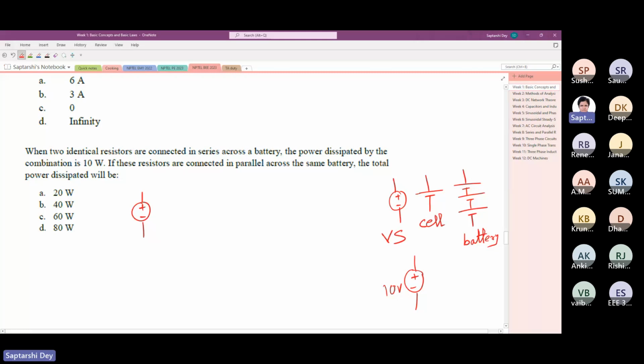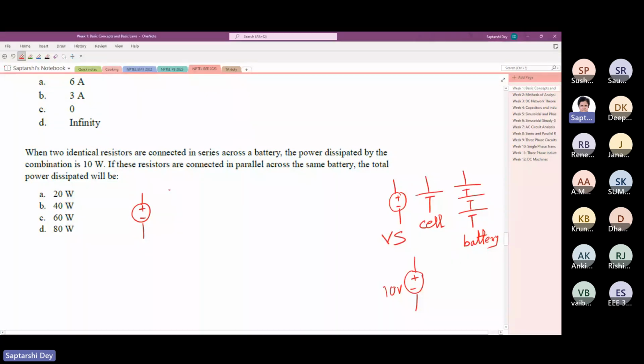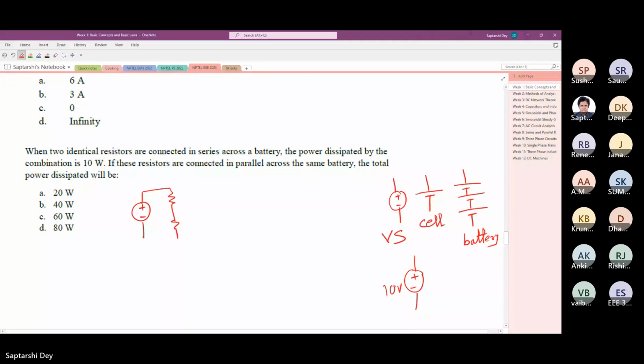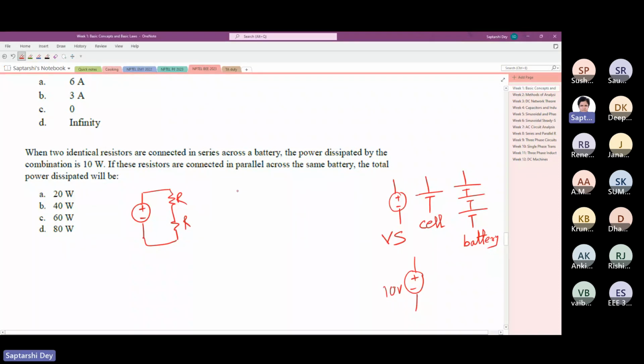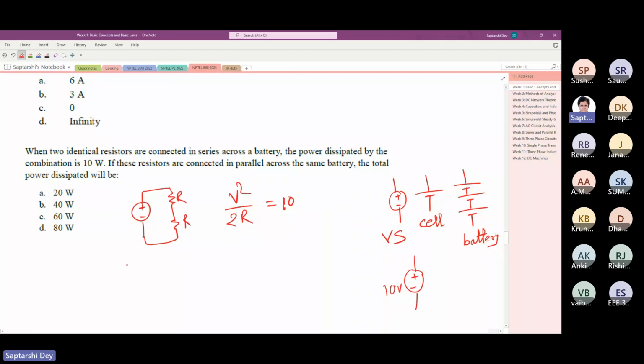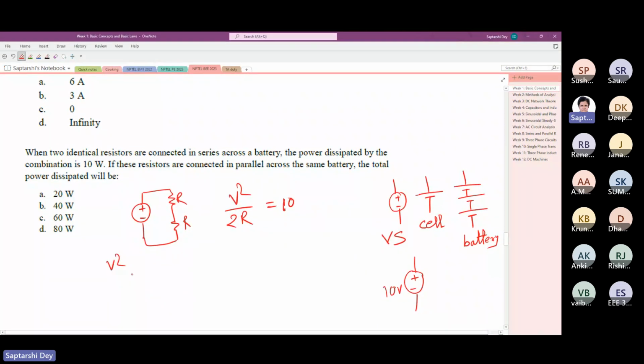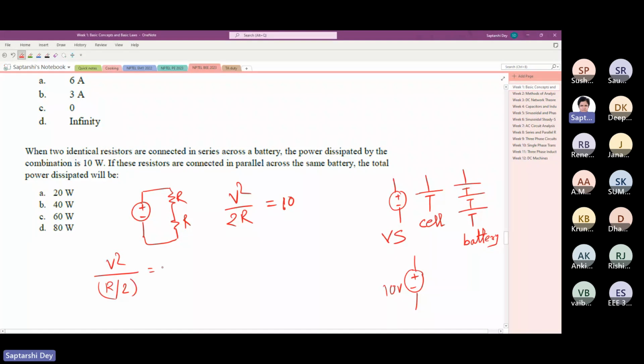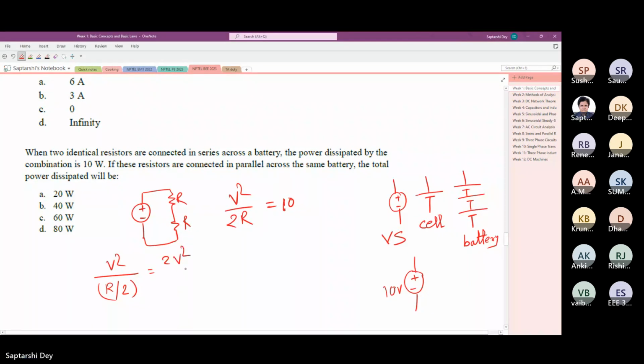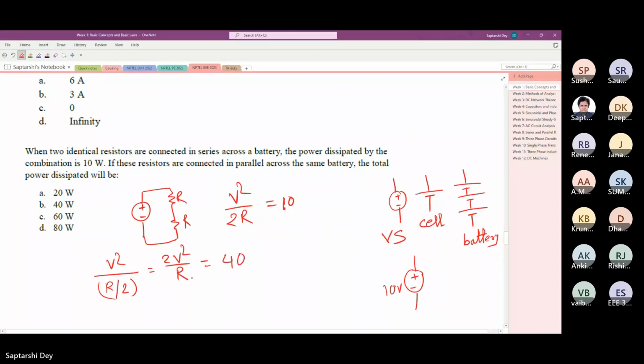All right, two identical resistors are connected. Okay, we read the question. So there are two resistances in series. The power consumption is 10 watts. So V squared by 2R is 10 watt. And when they are in parallel, what is the resistance? It is R by 2. So V squared by (R by 2), that is 2V squared by R. This is how much? This will be 40. Right?